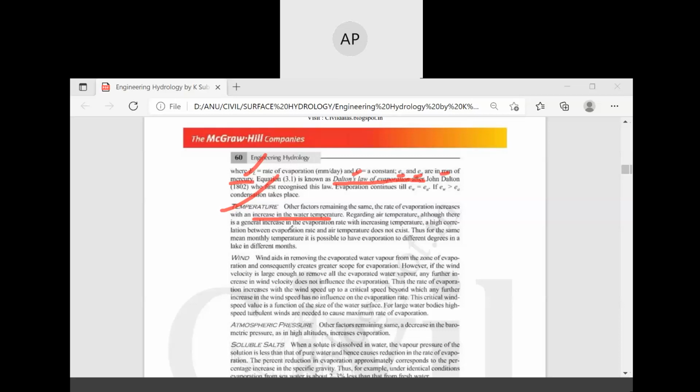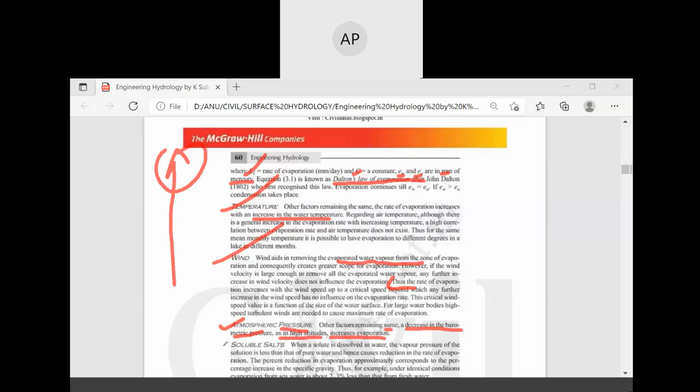And next is wind speed. Wind aids in removing the evaporated water vapor from the zone. So if there is more speed of wind, there will be more rate of evaporation, okay? Atmospheric pressure. Other factors remaining the same, a decrease in barometric pressure as in high altitude increases evaporation. So in high altitude, there is a higher degree of evaporation.